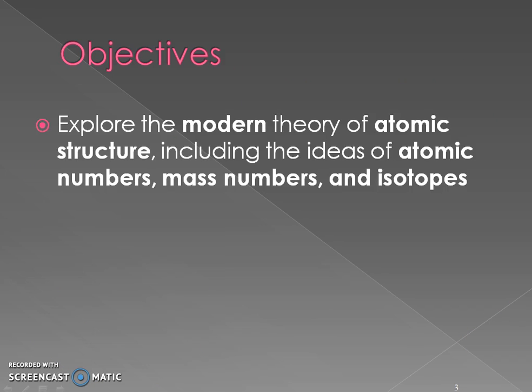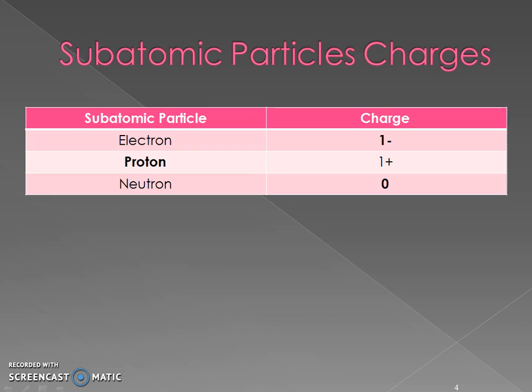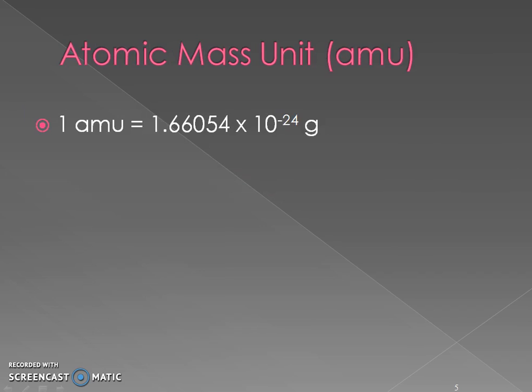So your objective is to explore this modern atomic structure of the atom, but more specifically, now we're going to get into what the atomic number, mass number, and isotopes are. So again, I want to remind you, you may want to pause the video, fill in the blanks in your packet, and then play to hear my words. So just as a reminder, the electron, proton, neutrons, and what their charges are.